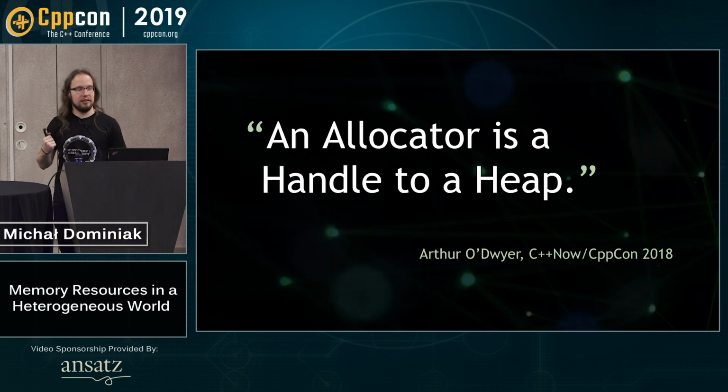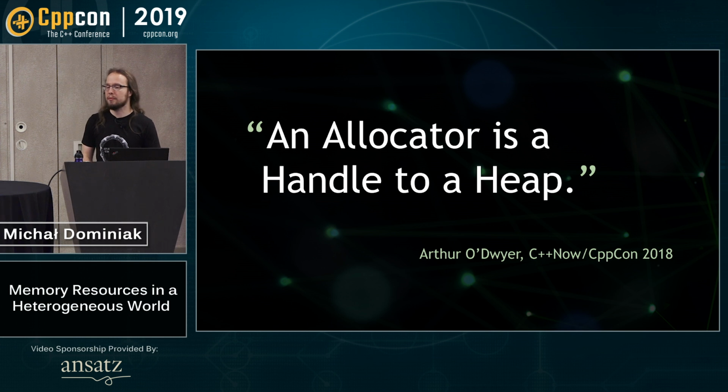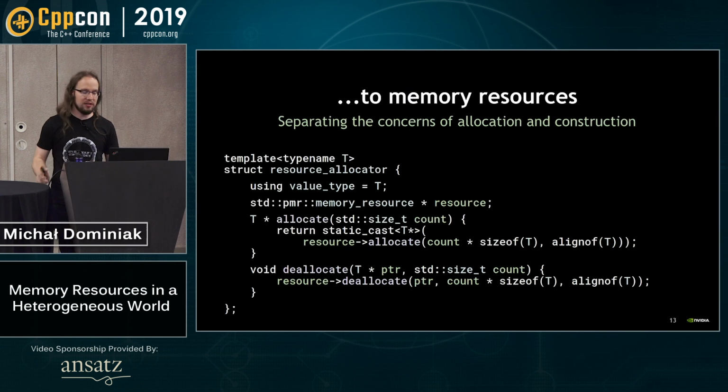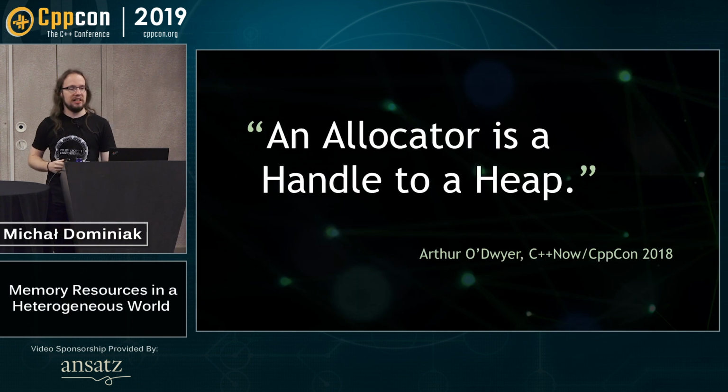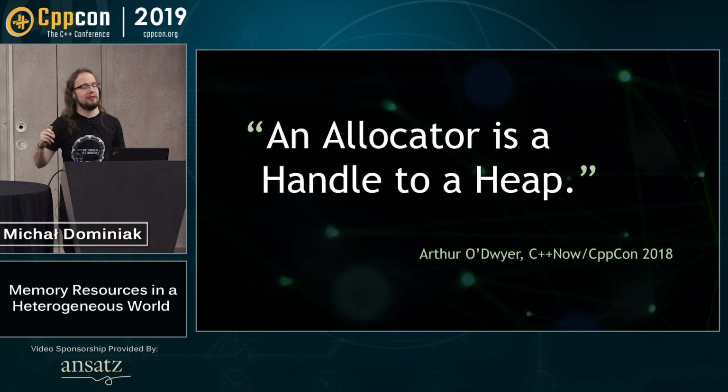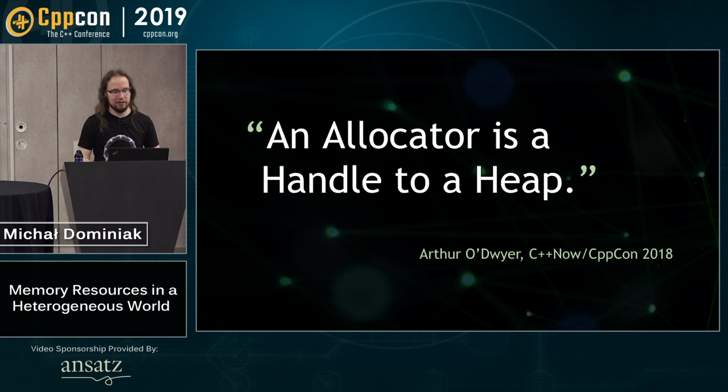Arthur O'Dwyer had this talk last year at at least two conferences that I know of. The title of the talk was "An allocator is a handle to a heap." So we have the resource allocator, which is obviously the allocator. The memory resource is the, quote, heap that we get memory from. And this statement is a very nice model for thinking about this.